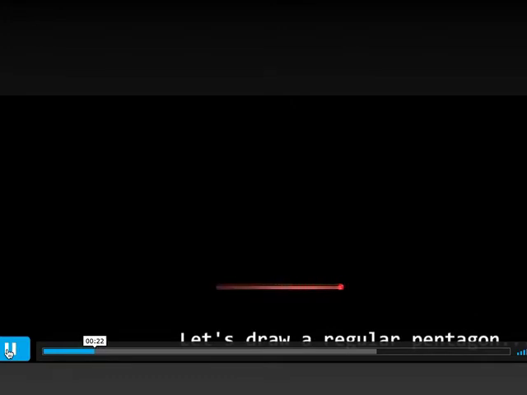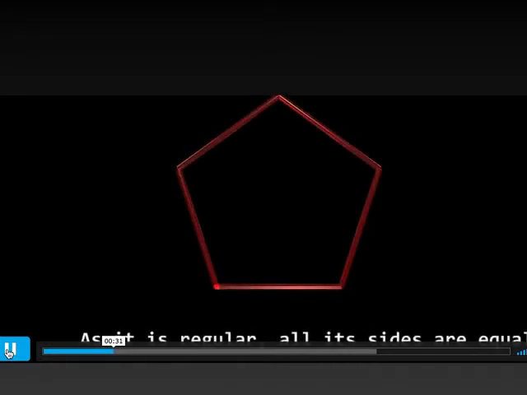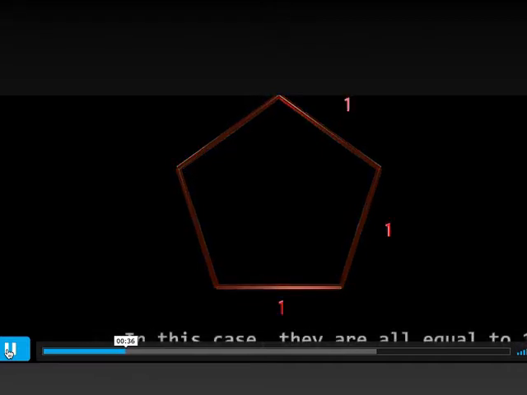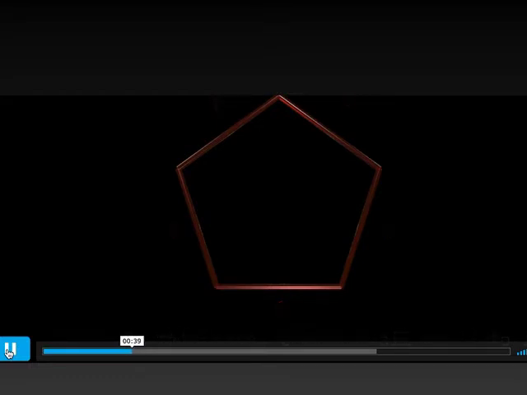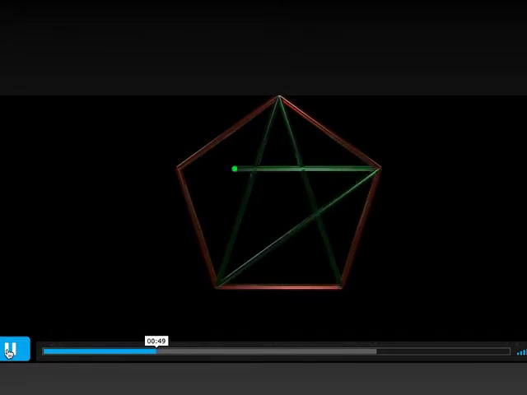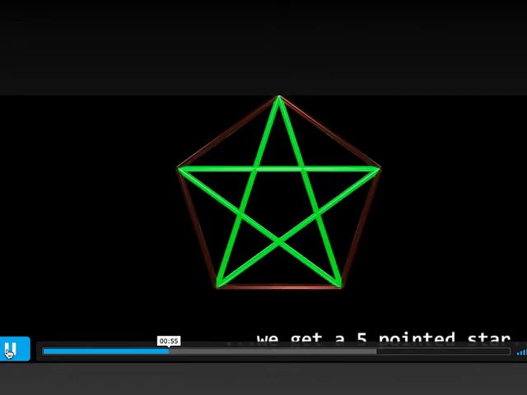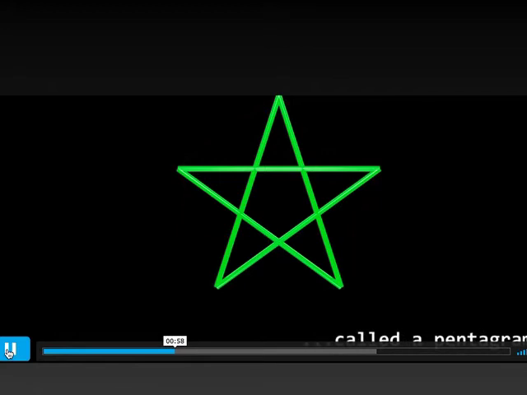Let's draw a regular pentagon. As it is regular, all its sides are equal. In this case, they are all equal to 1. If we join all 5 points in a different way, we get a 5-pointed star, called a pentagram.